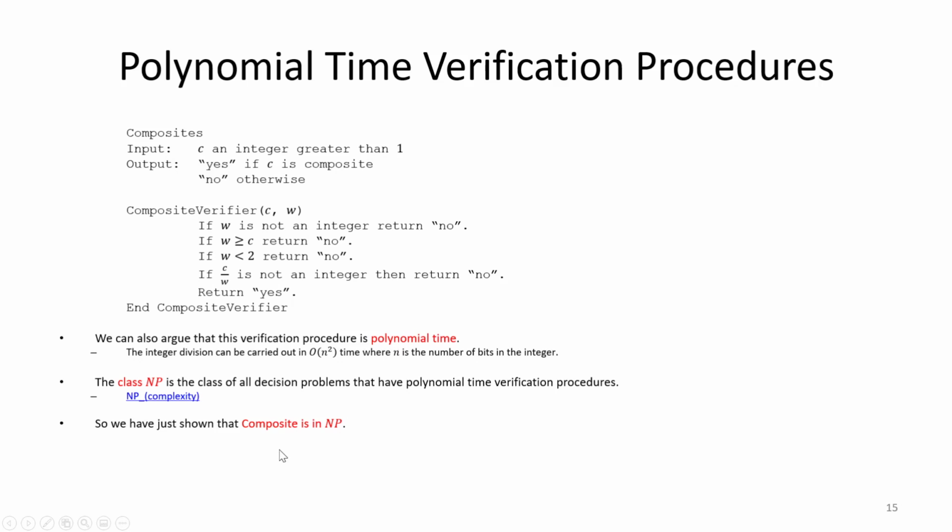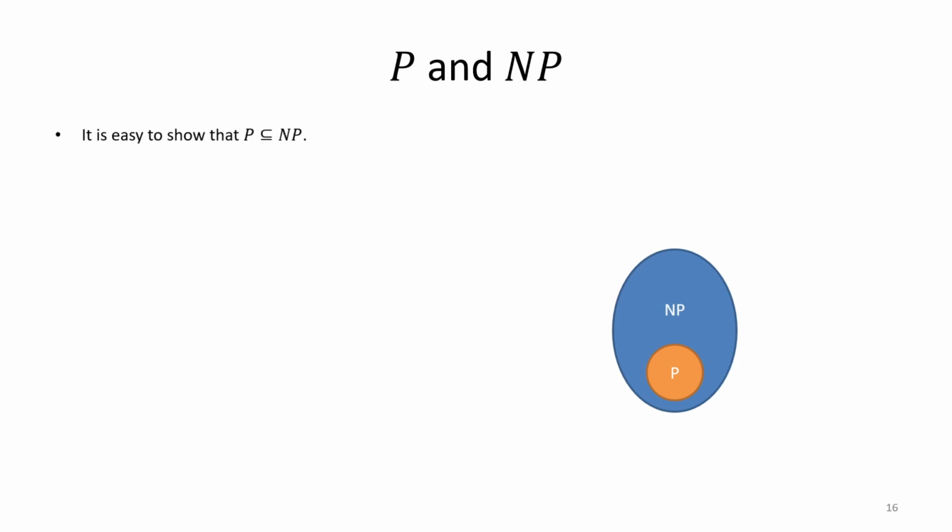So what this means is we've proven it correct, we've argued that it's polynomial time, so we've just shown that our problem here, composite, is indeed in the class NP. I want to argue now that the other class we looked at in the last video, P, is actually a subset of NP. We can do that with a quick and easy argument, but before we get into that argument, let's ask ourselves, what do we need to prove here?